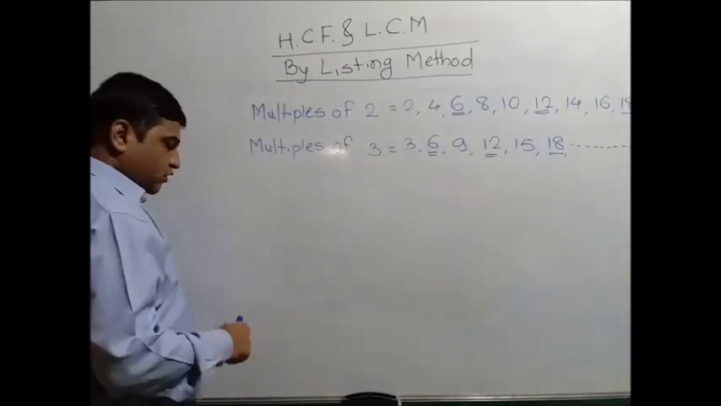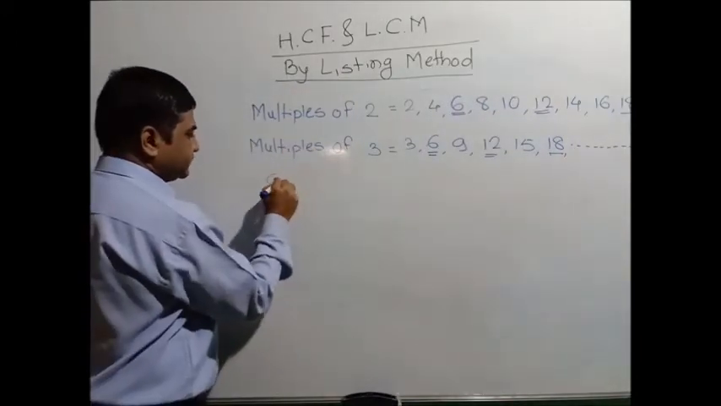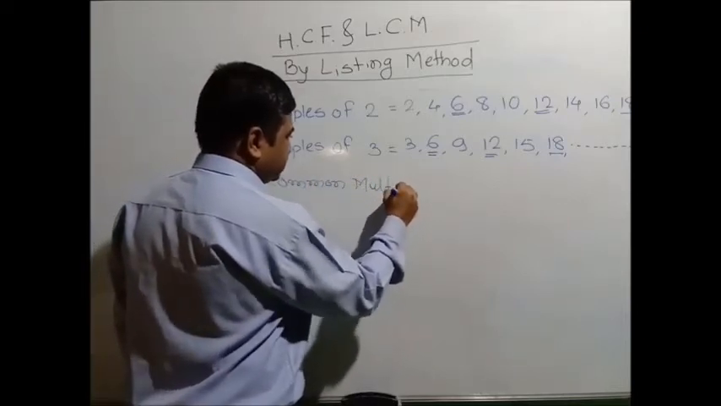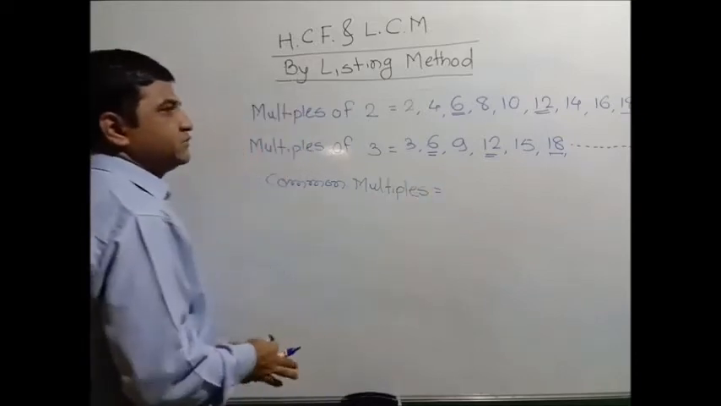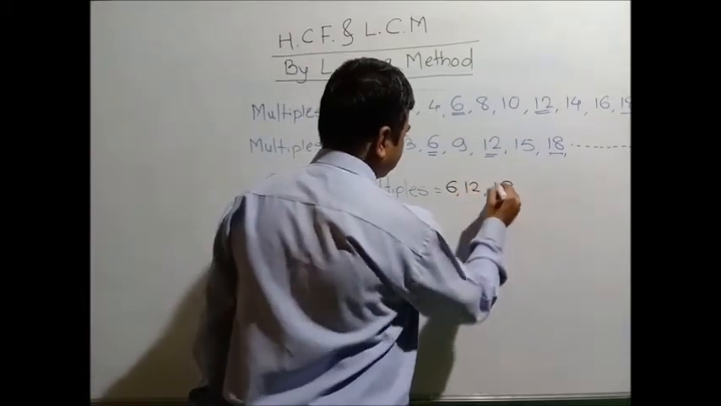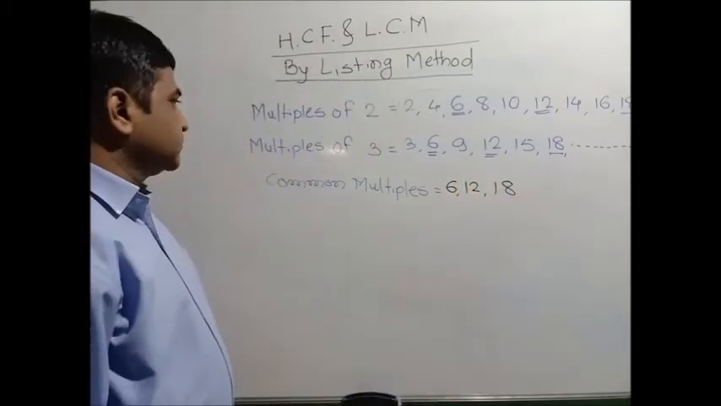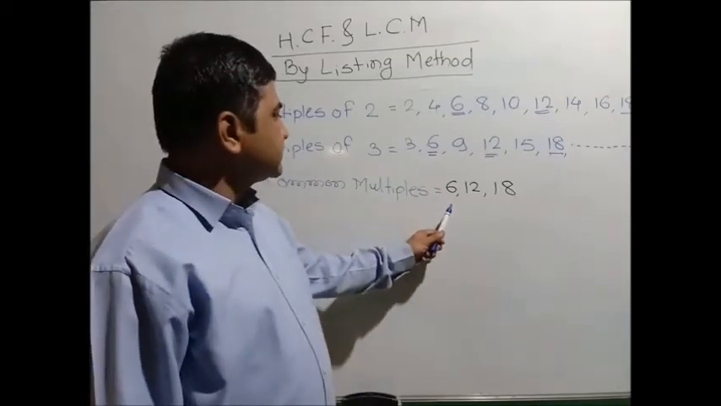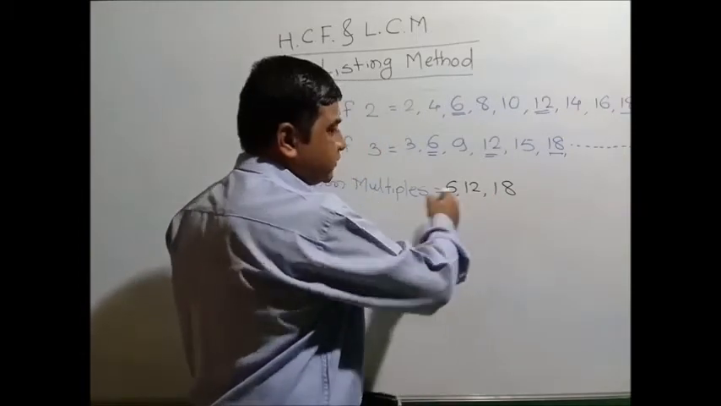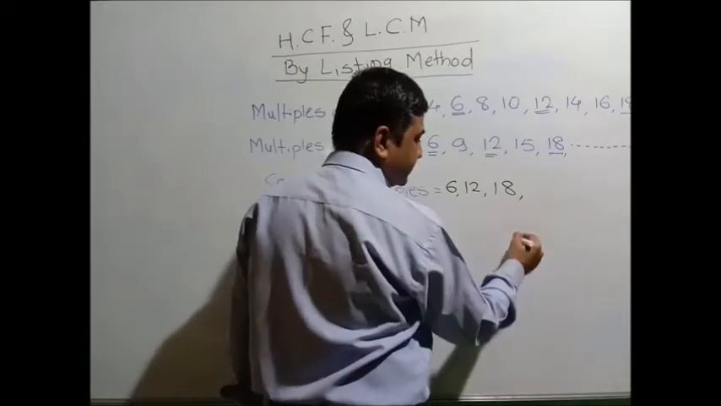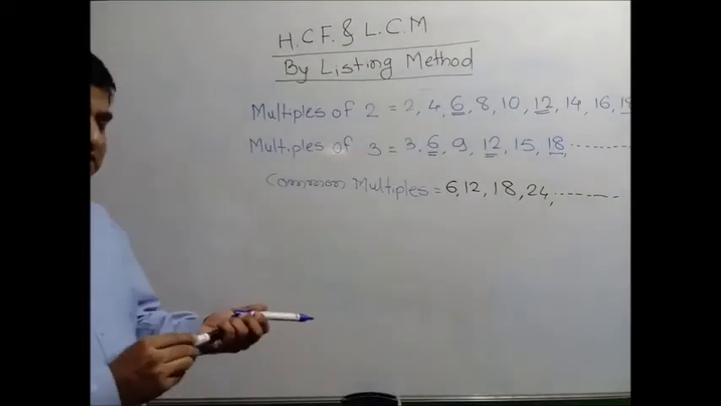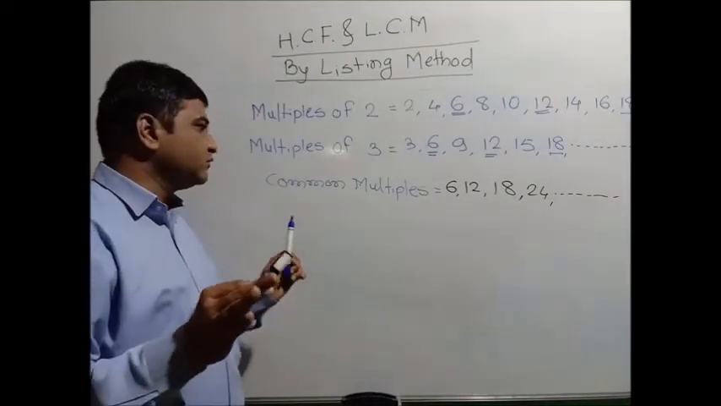So if I jot down all the common multiples of 2 and 3, what will the common multiples be? Well, the common multiples we have underlined: 6, 12, and 18. And now you can see that this is the multiplication table of 6: 6, 12, 18. What will be the next? 24, and so on. So these common multiples are also infinite. There are many common multiples.